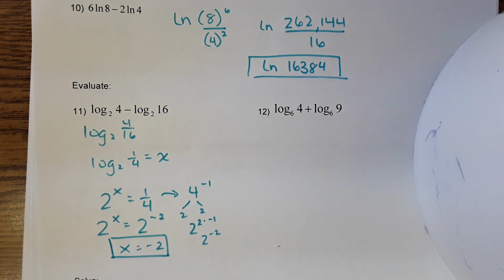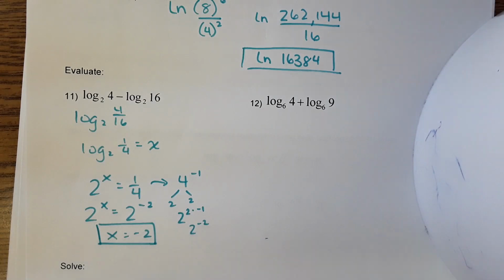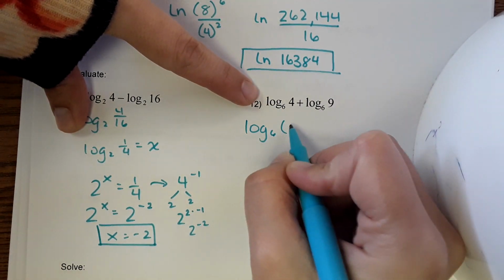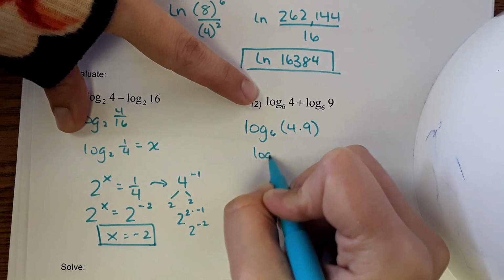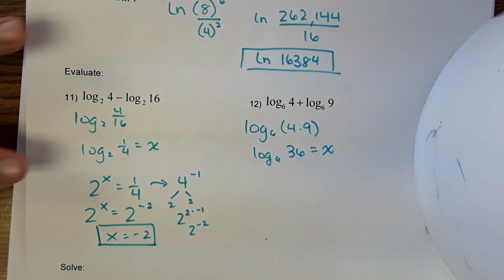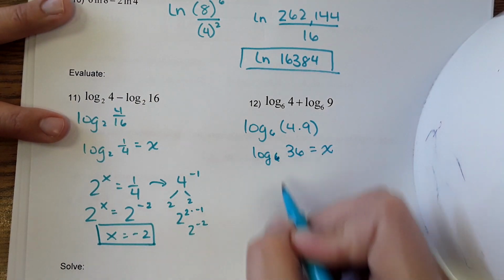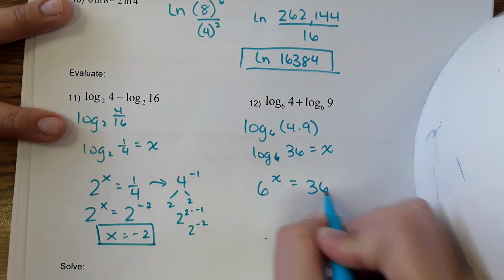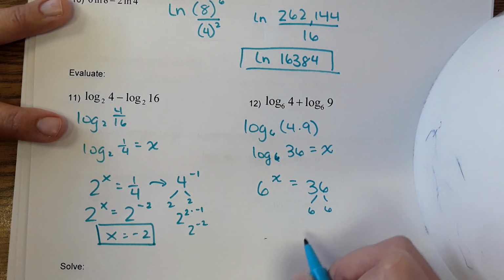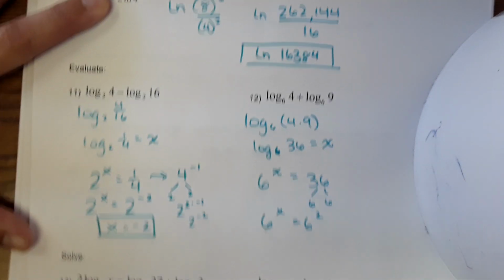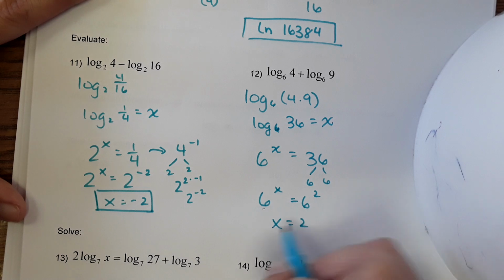Okay, next question. Log base 6 of 4 plus log base 6 of 9. Okay, so the addition means multiplication. So log base 6, 4 times 9, log base 6, 36 equals x. Then from here, base is a base, exponents at the end, equals 36. 36 can be broken up, and it equals 6 squared equals 6 to the x power. And then x equals 2.